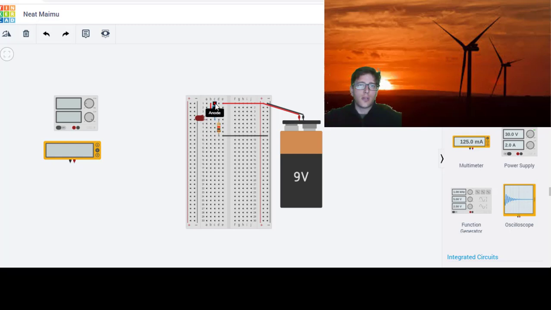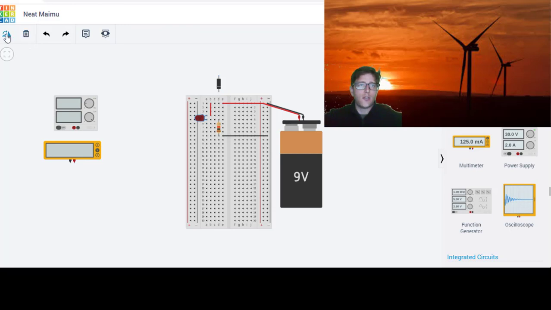I'm going to actually have to bypass it, so I'm going to put in a jumper here. This is what I call a jumper. Okay, so I'm going to just pull it out for now. Now we see the LED is lighting, the light emitting diode is lighting, there we go.